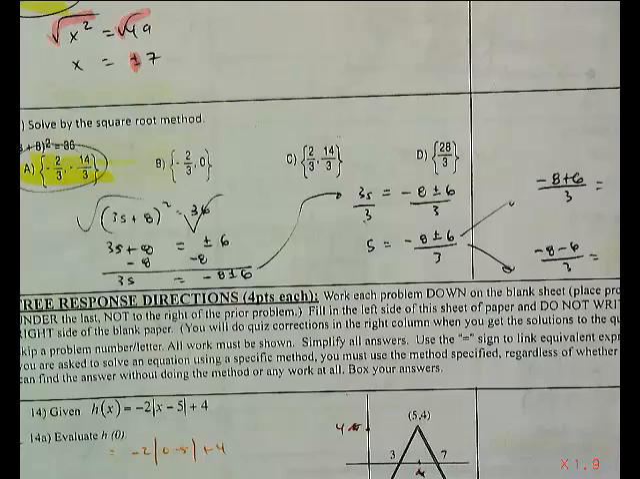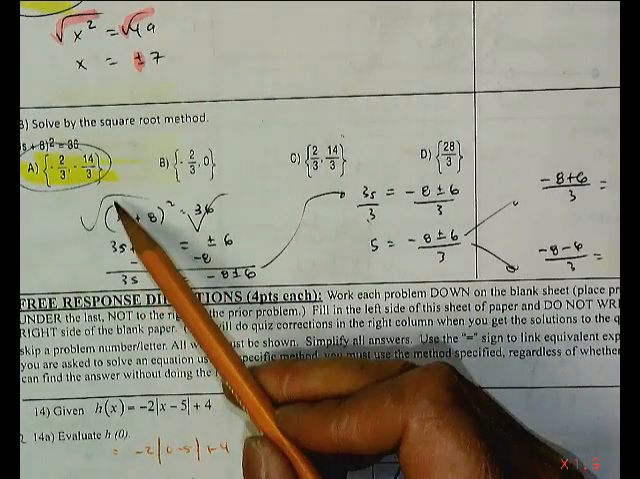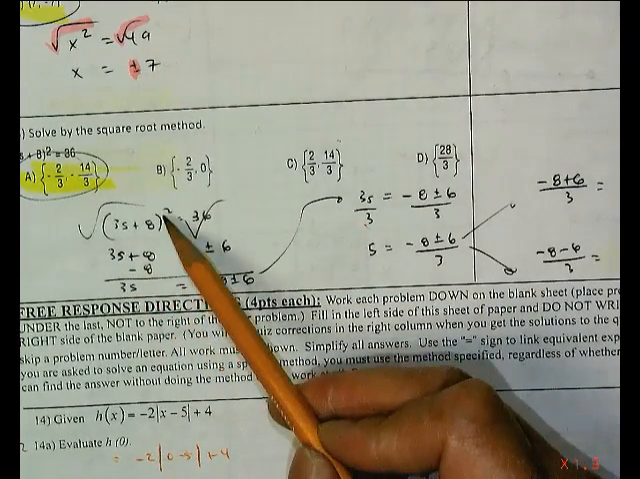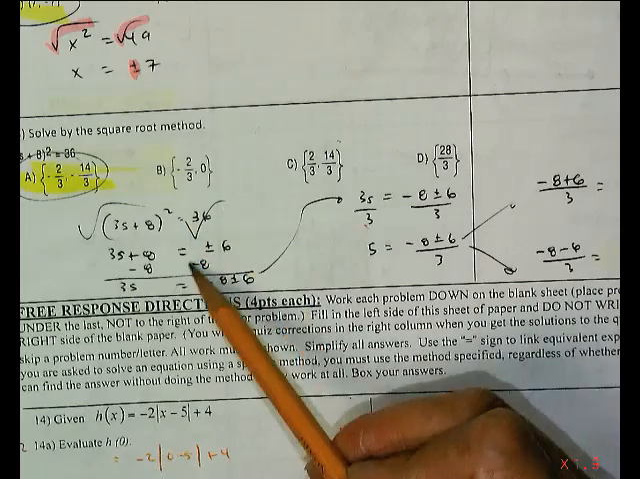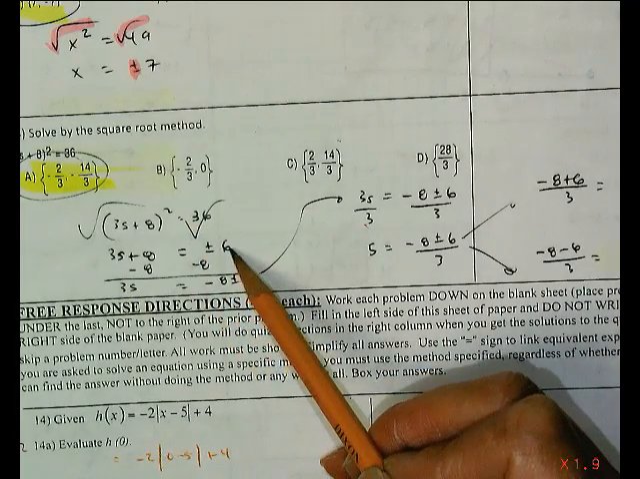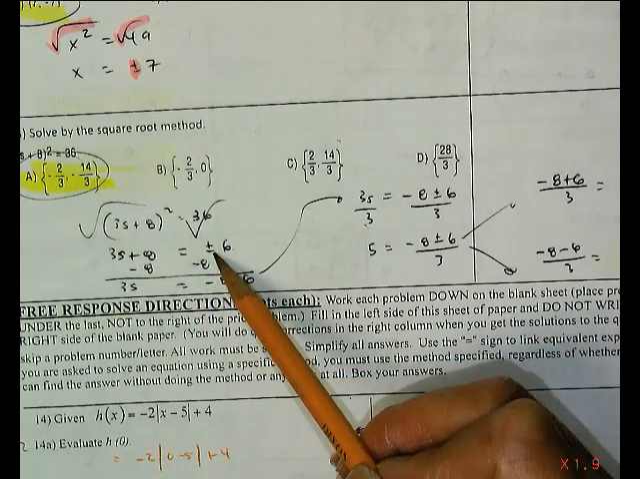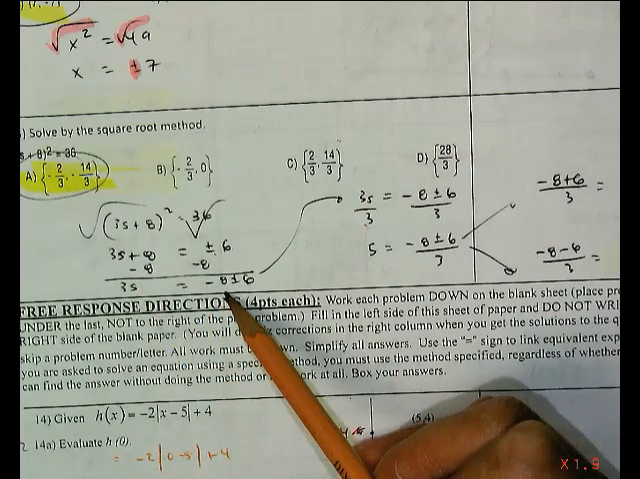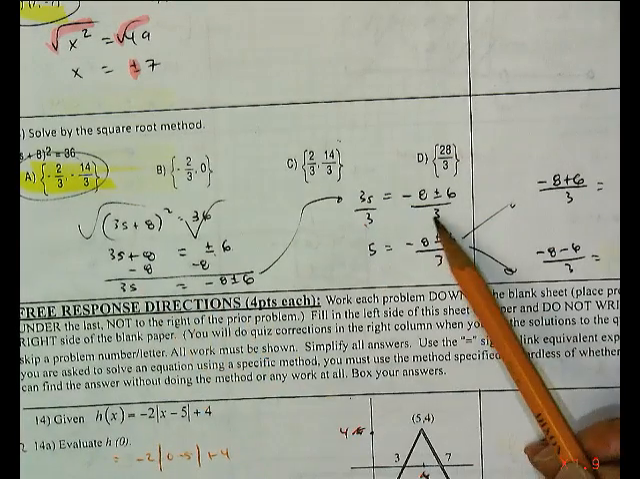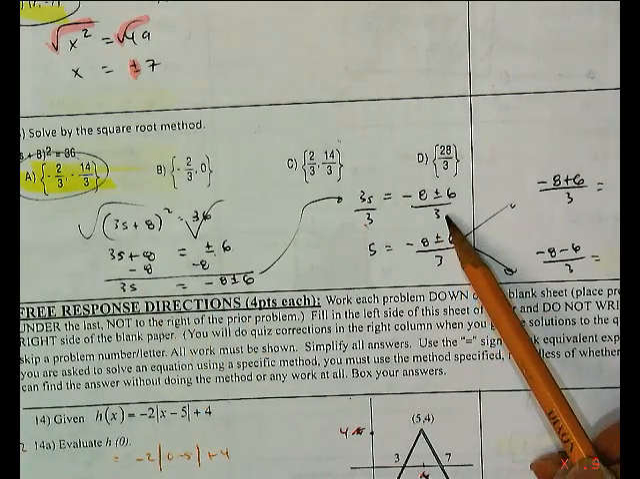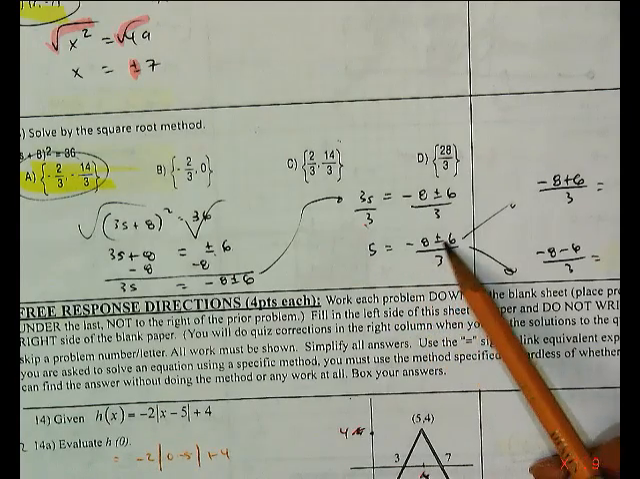Question number 13, solve by the square root method. So I have my parentheses, it is isolated. I'm going to take the square root of both sides. Square root of 36 is going to be 6. I'm taking the square root of an equation, plus or minus here. Subtract 8, divide by 3. And you'll get s is equal to negative 8 plus or minus 6 radical 3.